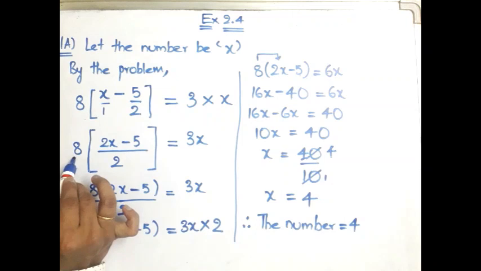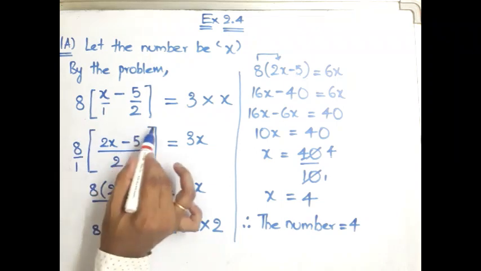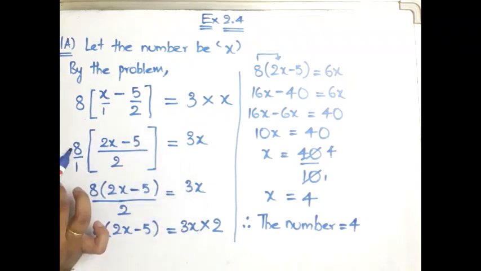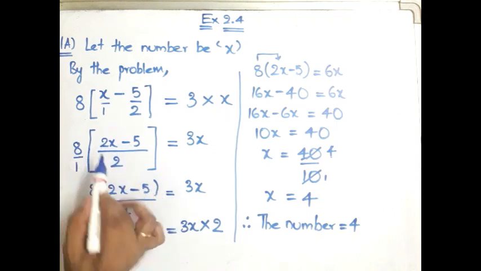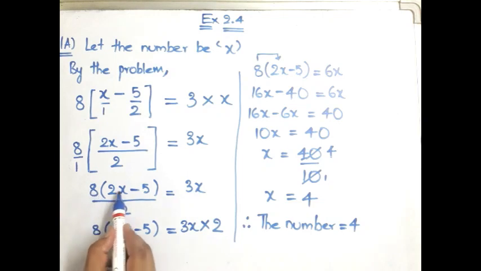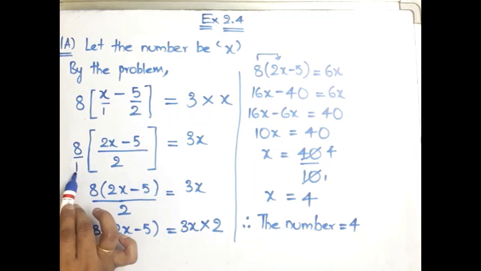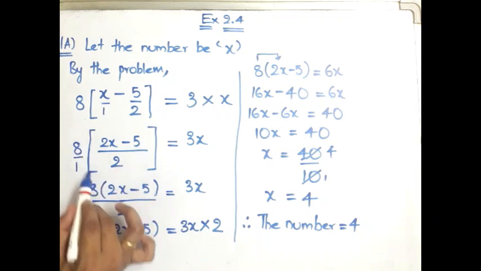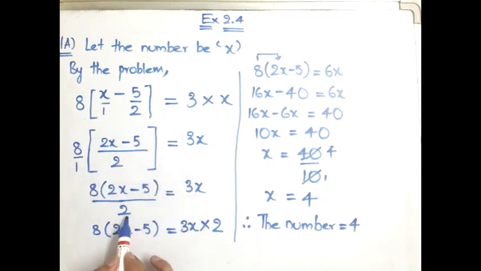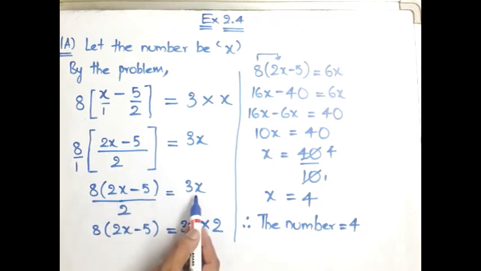Look, since 8 is not having any denominator, I am taking it as 1. Bracket indicates multiplication. Here what is the numerator? 8. And here what is the numerator? 2x minus 5. Numerator into numerator. That is what I wrote here: 8 into (2x minus 5). Here what is the denominator? 1. Here what is the denominator? 2. Bracket indicates multiplication. 1 into 2, 2. In the next step, I transpose this 2, which is under division, to the other side. So division, when we transpose to the other side, it will become multiplication, and the term is 2.